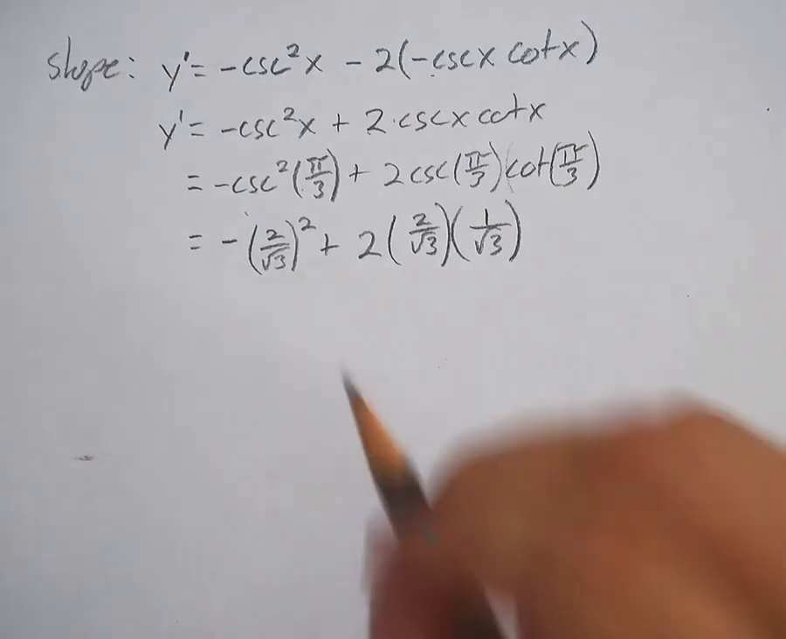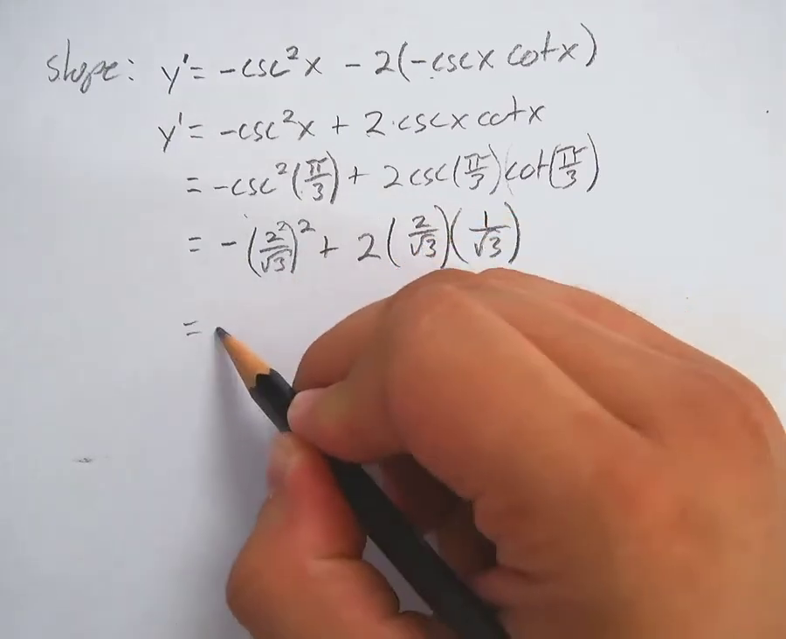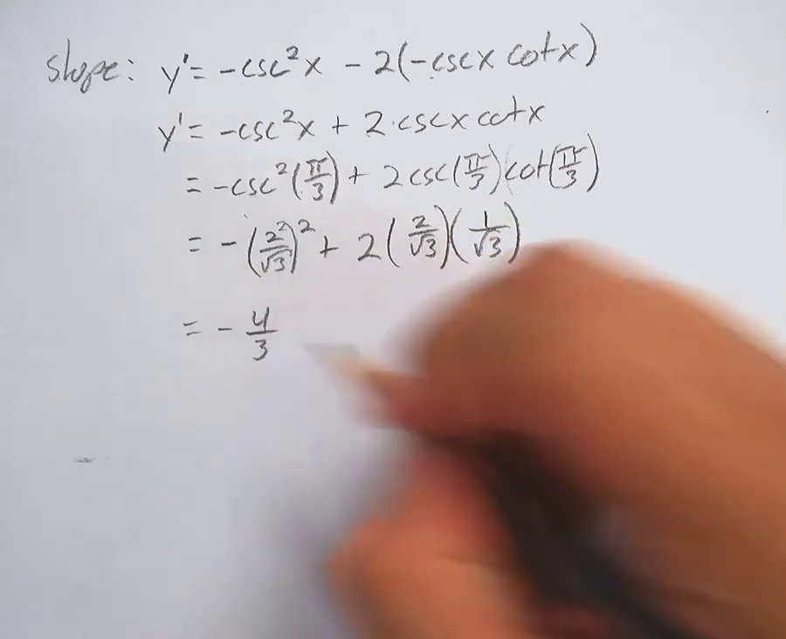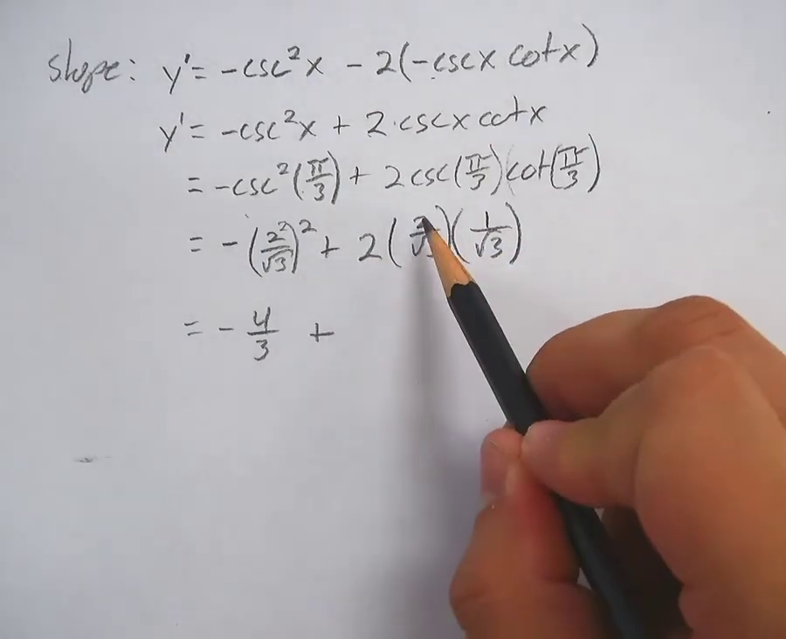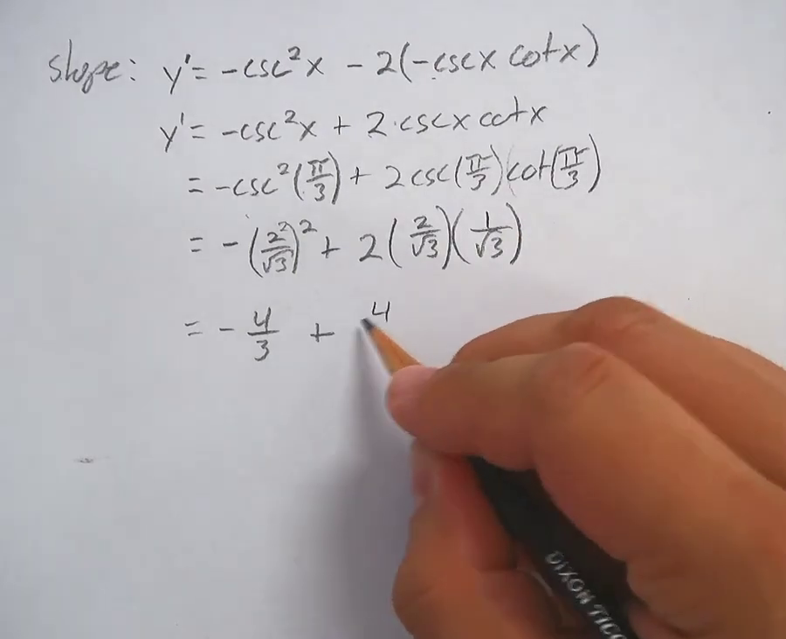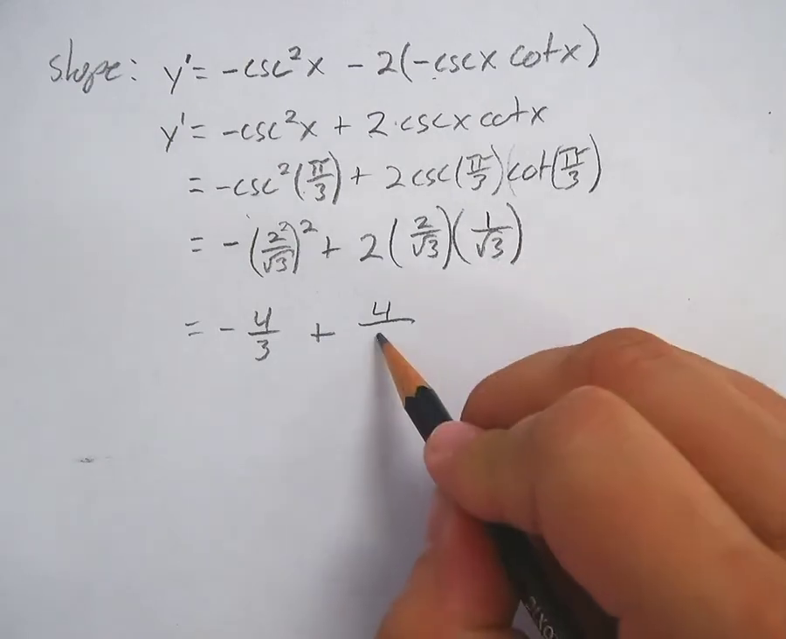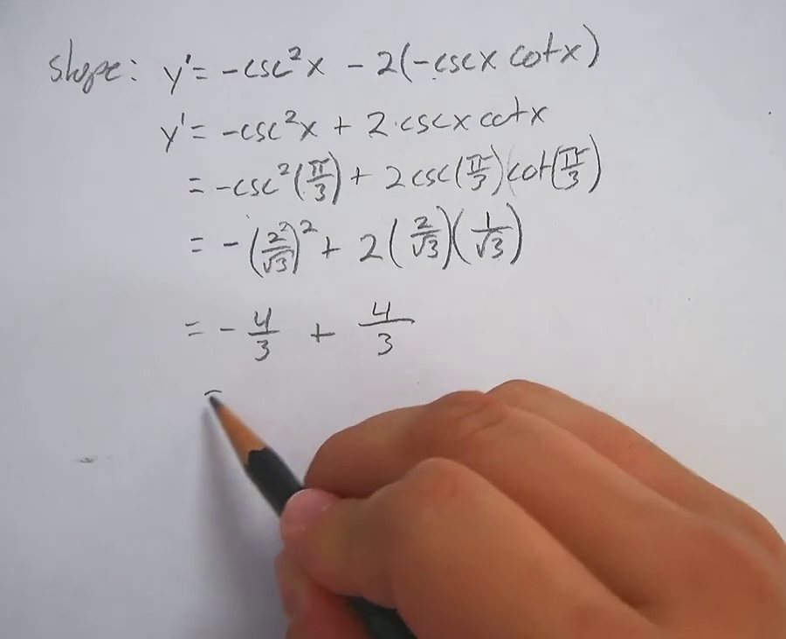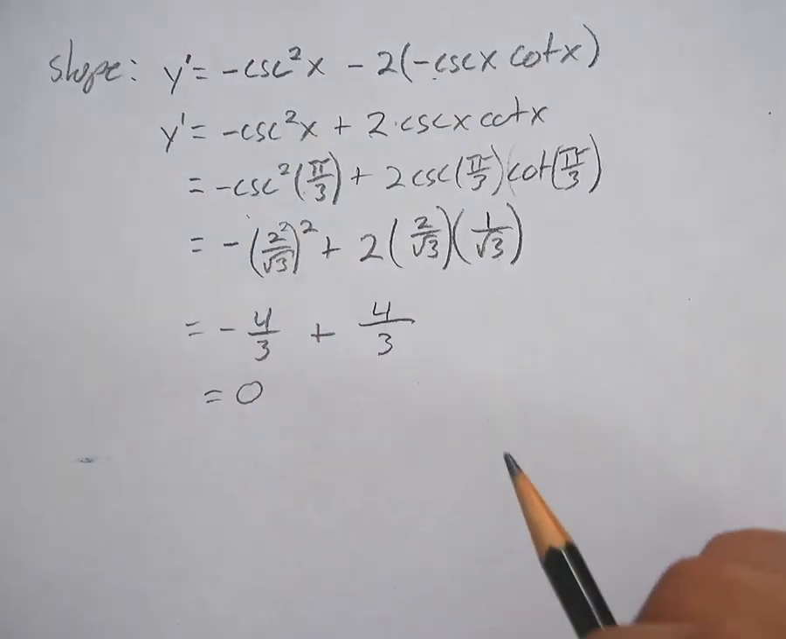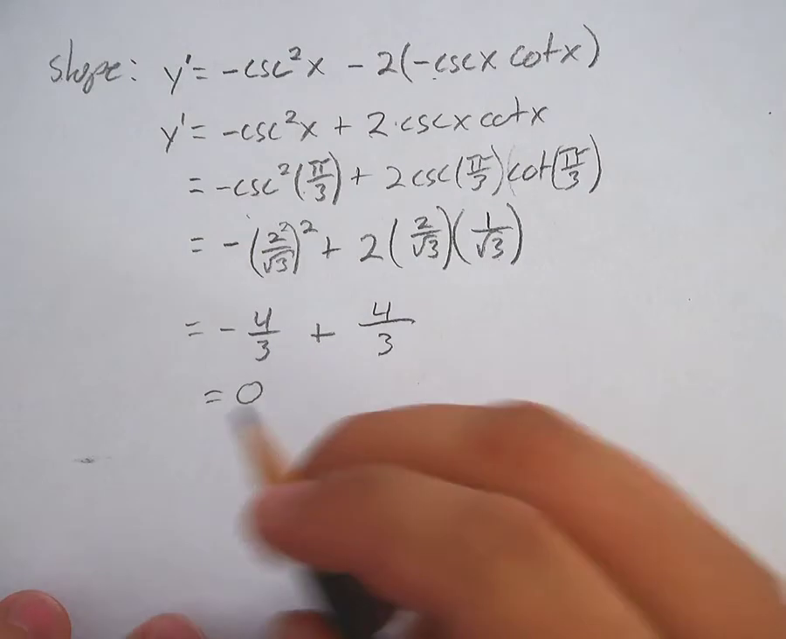And then let's simplify. This will be 2 squared over the square root of 3 squared, so that's going to be negative 4 over 3, plus, and we've got 2 times 1 times 2, which is 4 on the top, over the square root of 3 times the square root of 3, which is 3 on the bottom. Negative 4/3 plus 4/3 is 0. Hey! Our slope of the tangent line is 0? What?